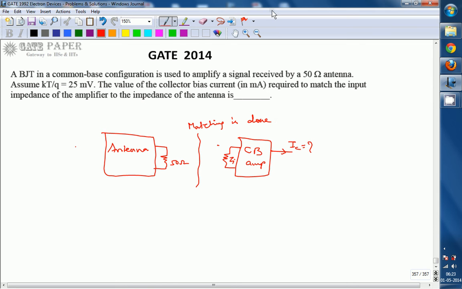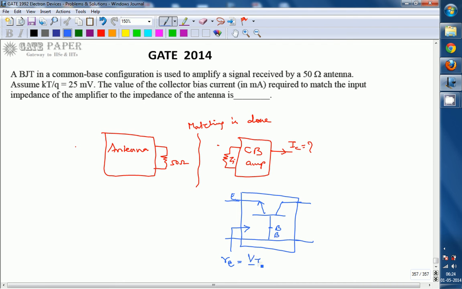Okay, so we can solve this problem in this way. Common base implies that the emitter terminal is the input terminal and the collector is the output terminal. This is the base terminal. So this is the common base amplifier. If you observe, RE is the input impedance of the emitter-base junction looking into the emitter. Input impedance looking into the emitter with base grounded is RE.